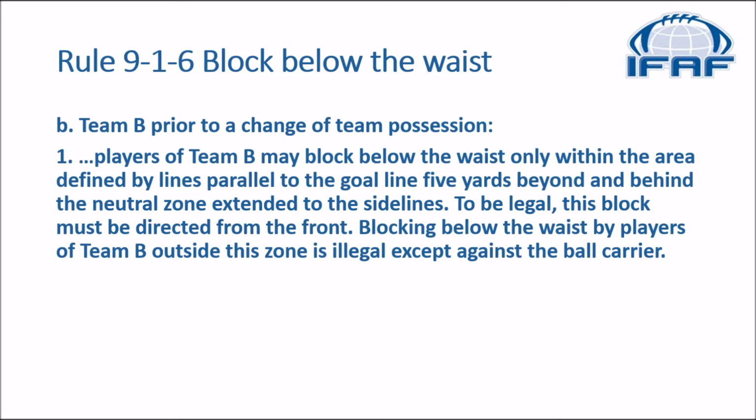Rule 916 deals with block below the waist, and for this training tape, B1 is relevant: Team B prior to a change of team possession. It says, players of Team B may block below the waist only within the area defined by lines parallel to the goal line, 5 yards beyond and behind the neutral zone, extended to the sidelines. To be legal, this block must be directed from the front. Blocking below the waist by players of Team B outside this zone is illegal except against the ball carrier.